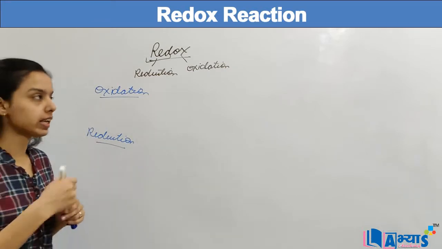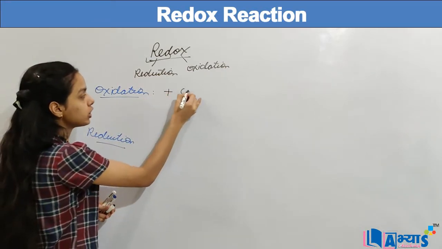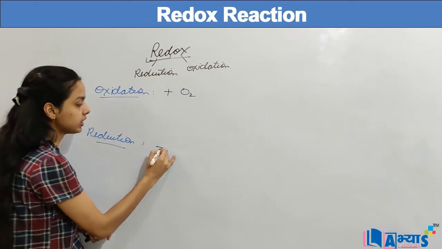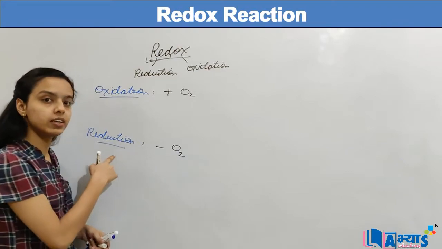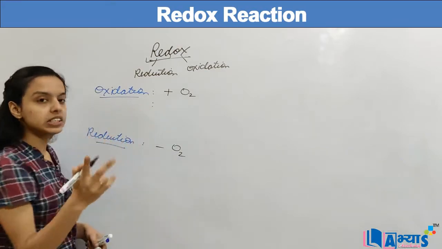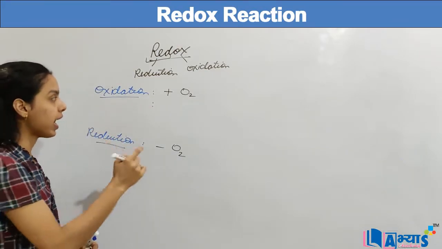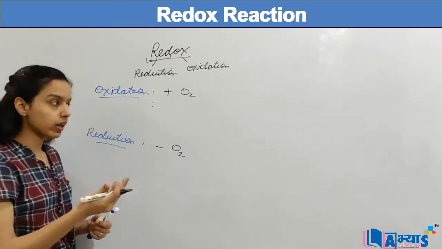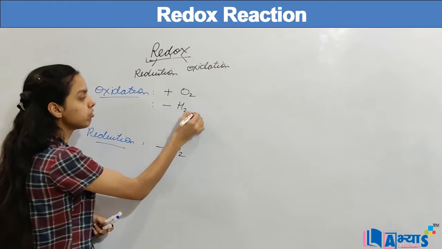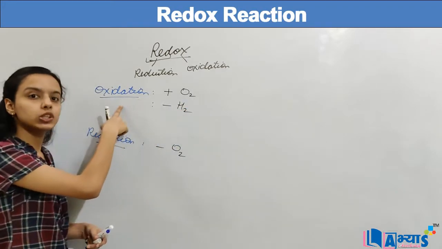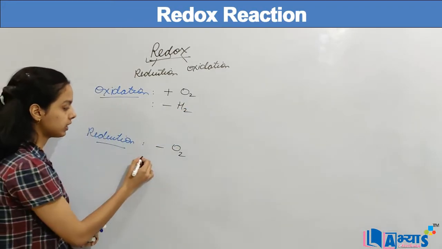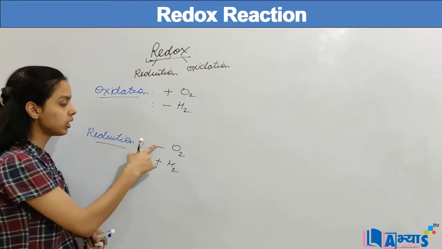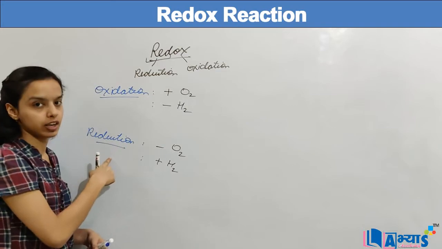So, in an oxidation reaction, there is addition of oxygen, and the opposite, that is, removal of oxygen, is reduction. The next important characteristic is that as there is addition of oxygen, it becomes oxidation, or it can be removal of hydrogen. Then also it is known as oxidation. Similarly, addition of hydrogen is known as reduction, and removal of oxygen is known as reduction.